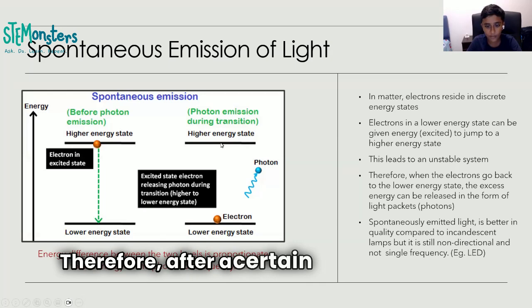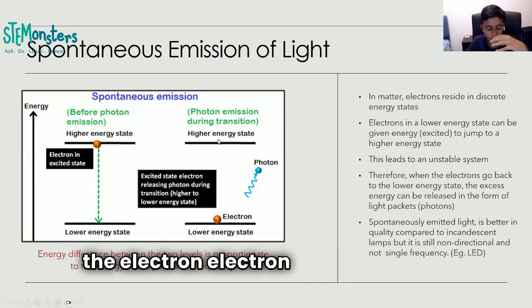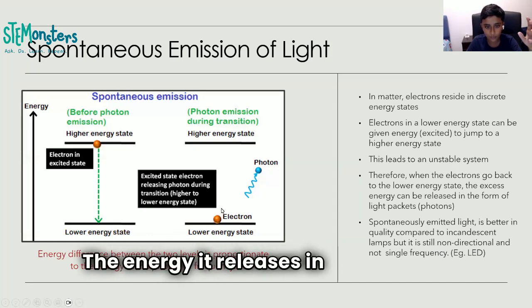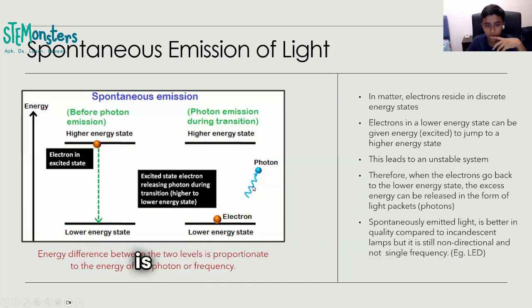Therefore, after a certain amount of time, the electron will return to its ground state or lower energy state. The energy it releases in this process is released in the form of a packet of light or photon.